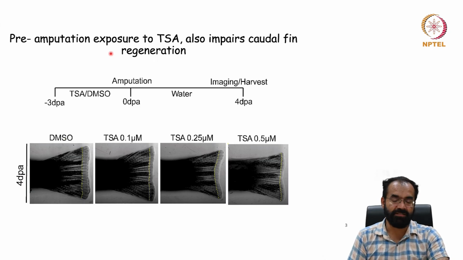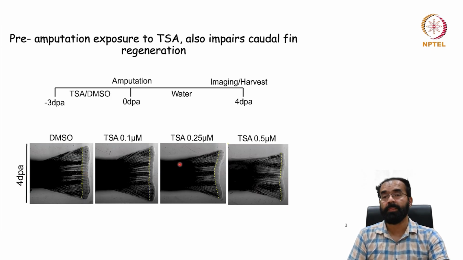but regeneration happens. But here, what we have seen is, if you block 3 days prior to amputation, as you can see written -3, -3, -2, -1, and at day 0 you amputate, and then put the fish in just water, and then collect at 4 dpa, and compare it to the control. In the 4-day post-amputation scenario, this much blastema you are supposed to get. Trichostatin at 0.1 micromolar, 0.25 micromolar, and 0.5 micromolar, an increasing dose concentration. At the highest dose, compared to the control, you get minimal blastema.